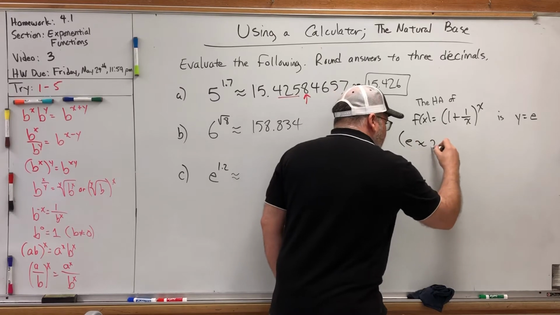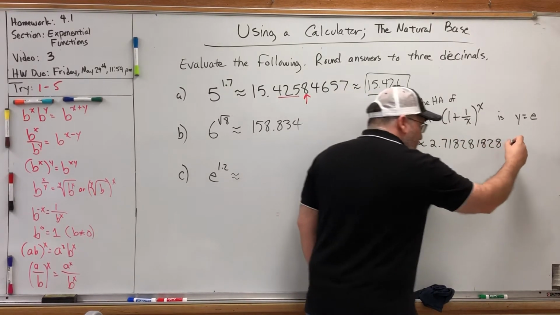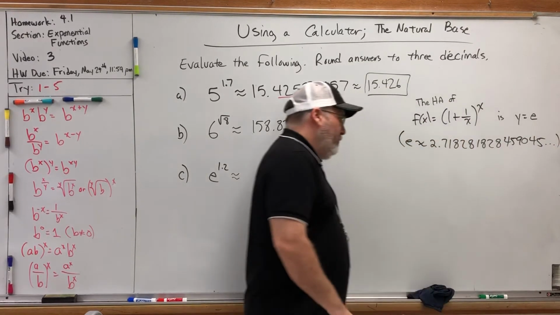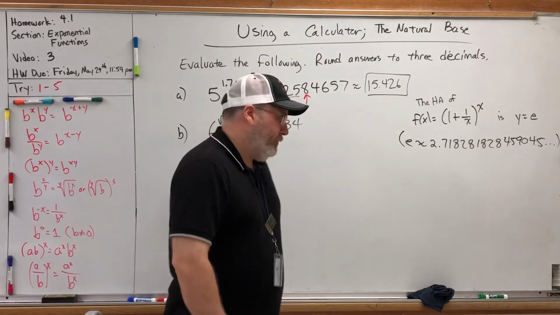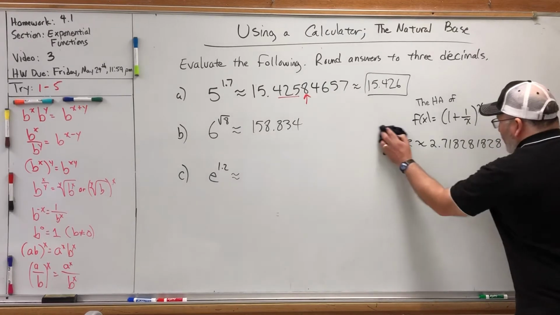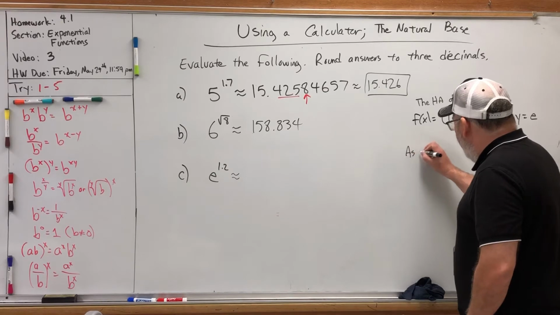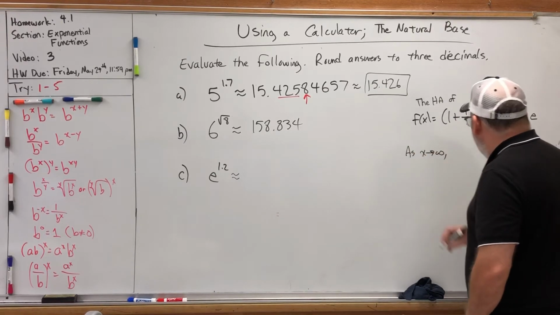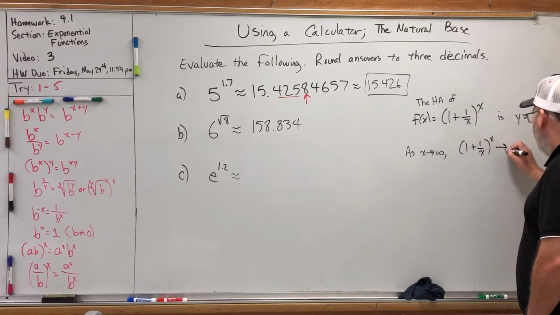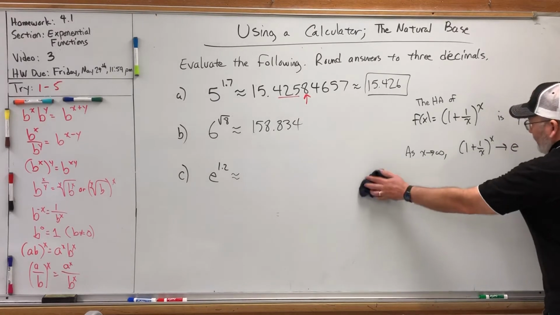e is approximately 2.71828 1828 459045. You don't have to remember that. In fact, I'll show you where to find it in your calculator in a moment. But it's the horizontal asymptote of this. Or if you were to put it in terms of approaches, as x approaches infinity, 1 plus 1 over x to the x power approaches a constant that's called e. So that's where it comes from.